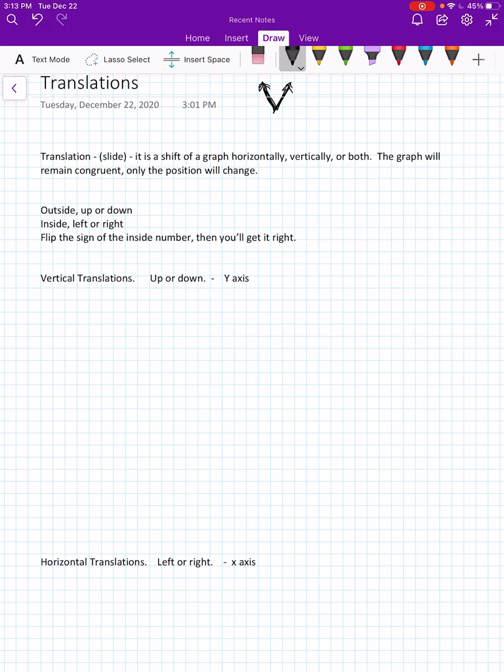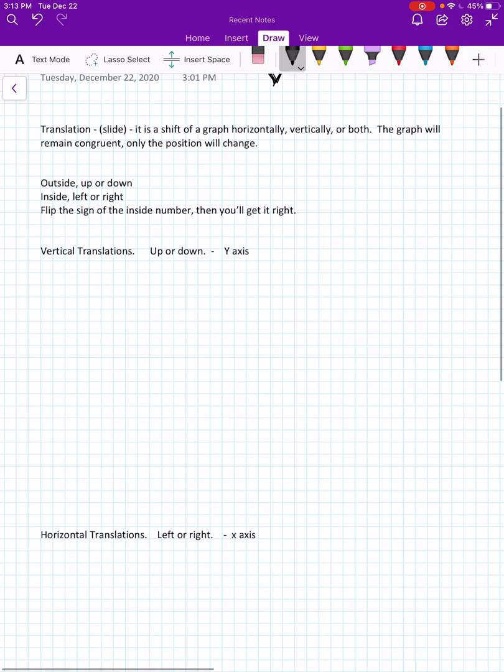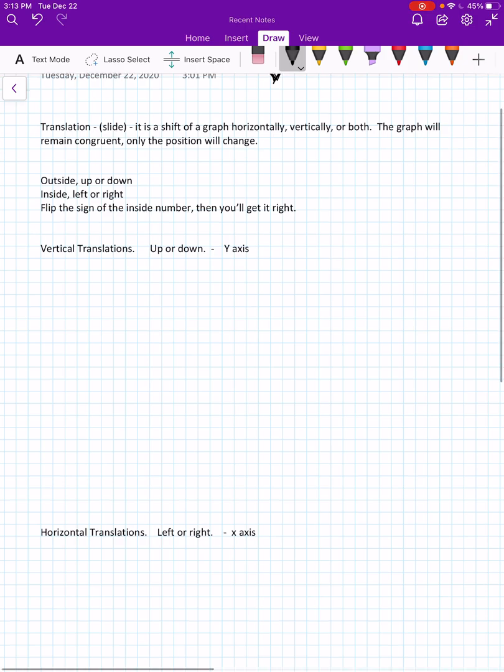And I use this constantly when I do these translations. So maybe you might like it and you might sing it to yourself and it might help you. So vertical translations are just fancy for they're going to move up or down, and that's going to happen on the y-axis. Now usually in class I make you discover what exactly happens, but it's going to look something like this.